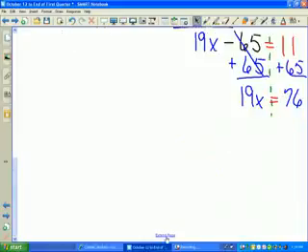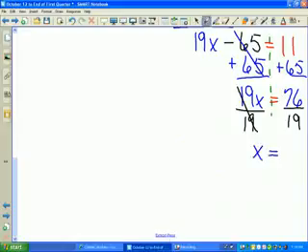So now, I want x all by itself. What needs to go? That 19 needs to go. So how do I get rid of 19? Since 19x is representing multiplication, I have to do the opposite, which is division. So I need to divide both sides by that 19. So when I divide by 19, I have x equals what? Hopefully you said 4.